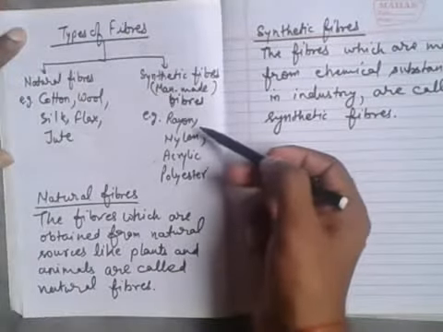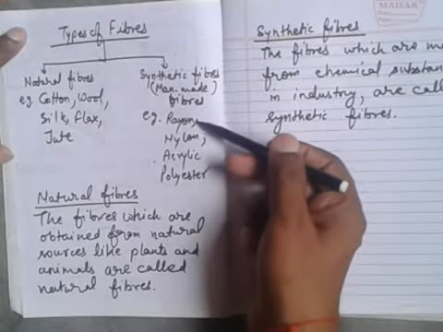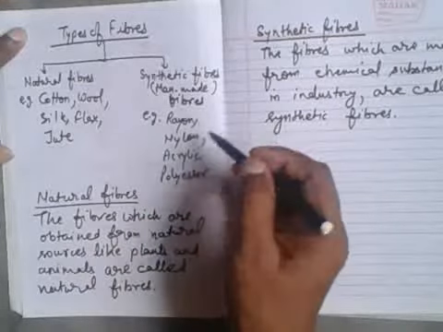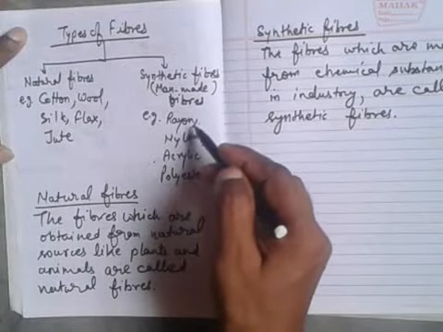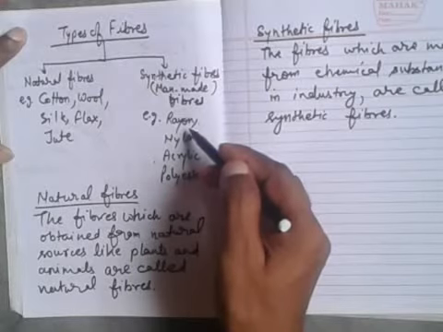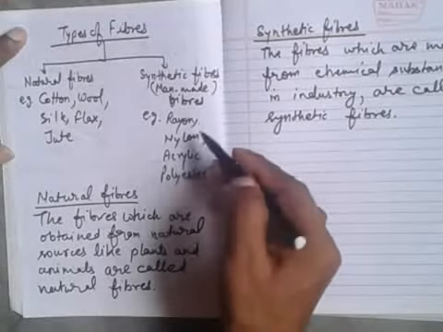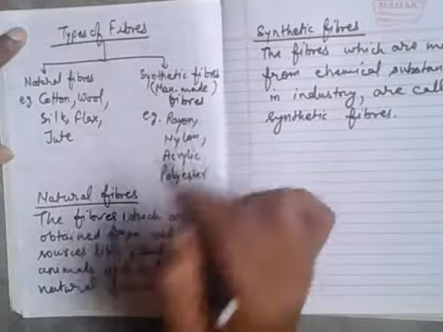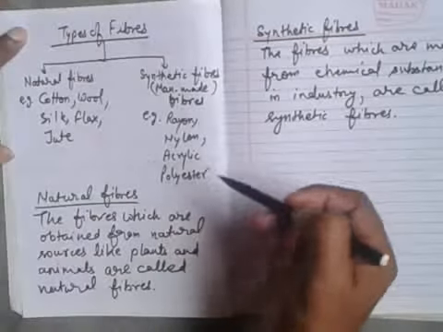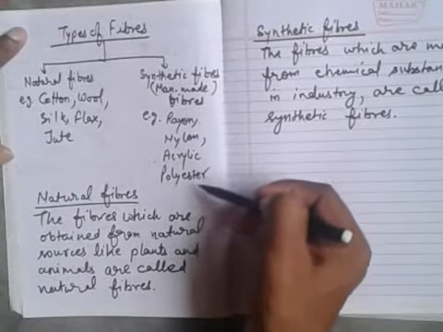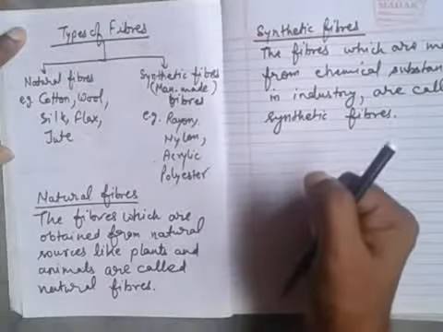Synthetic fibers may be rayon, which is obtained from the cellulose of the plant, but in the formation of rayon, some chemical substances are used. That's why rayon is called a synthetic fiber. Other synthetic fibers are nylon, acrylic, polyester, etc.